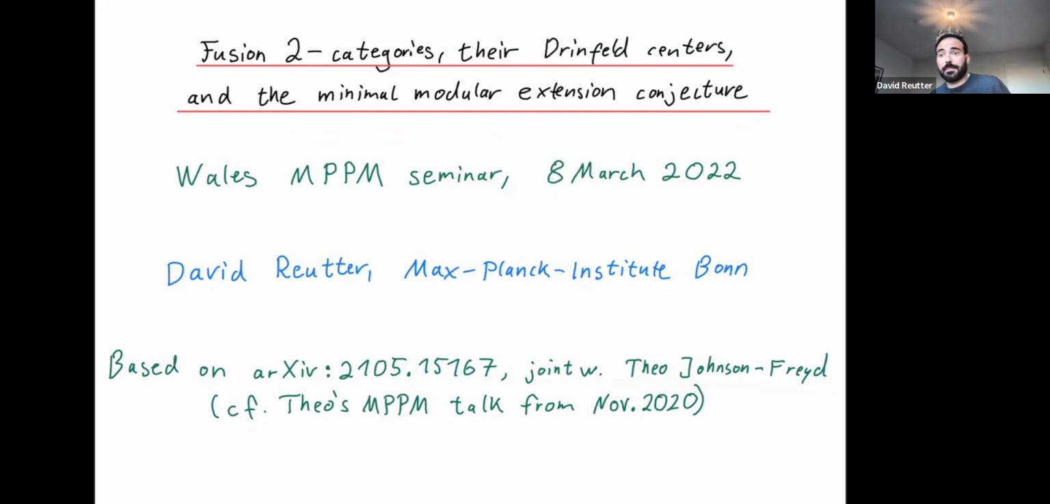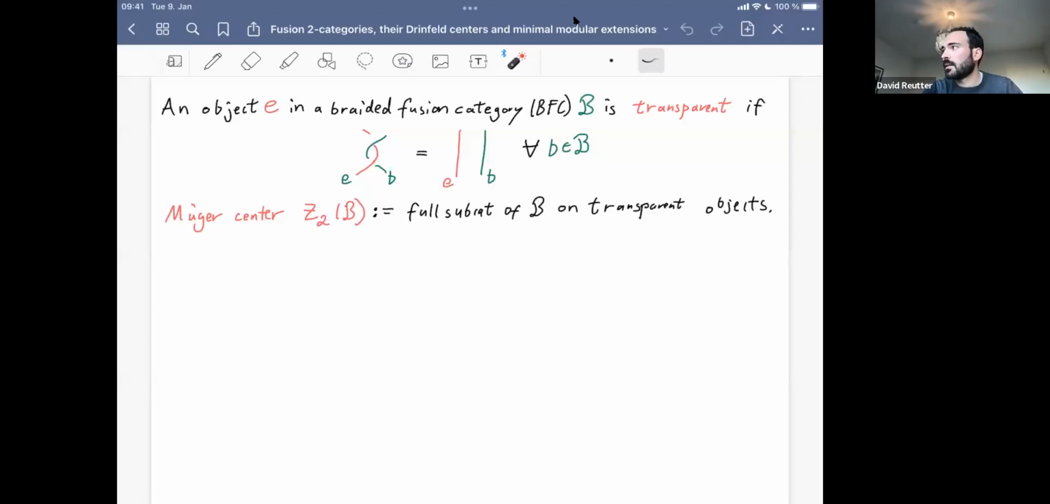Okay, so let's first get some basics out of the way. I noticed that this screen sharing trick that I wanted to do already doesn't quite work. So let's stop and do it the other way. Okay, here we go.